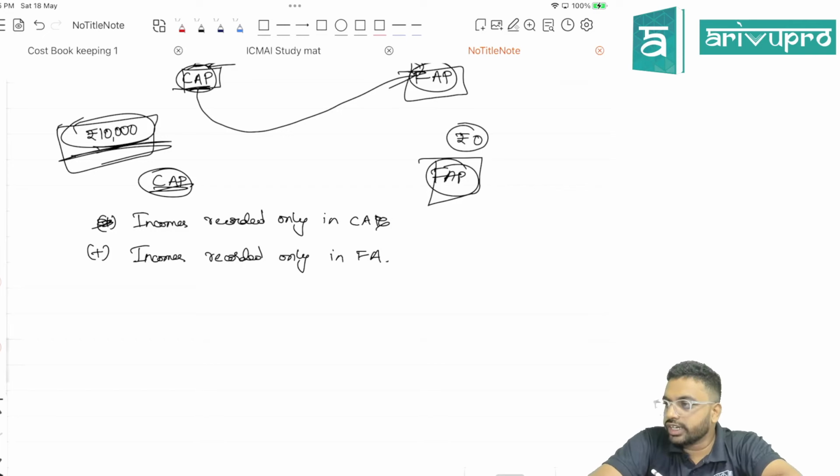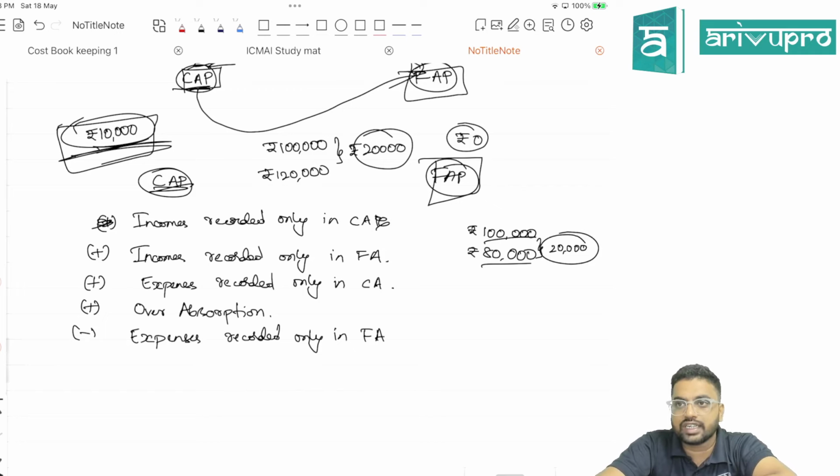Sir, actual expense is 1 lakh. Absorption is 80,000. In cost accounting, 80,000 is an expense. In financial accounting, 1 lakh is an expense. The answer is yes. Now, this 20,000 is under absorption, which means we are showing less expense compared to our financial accounts.